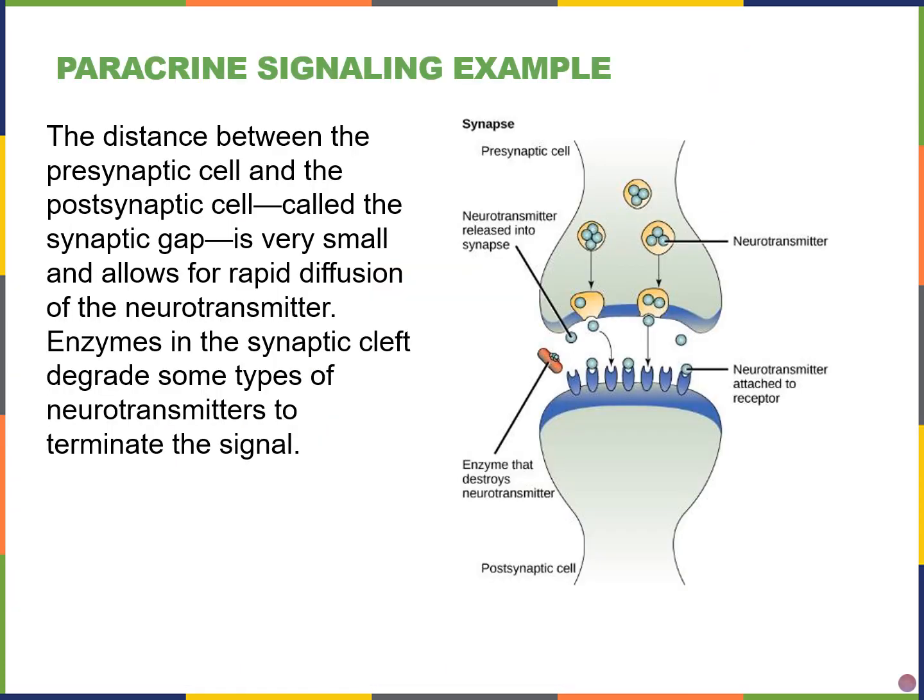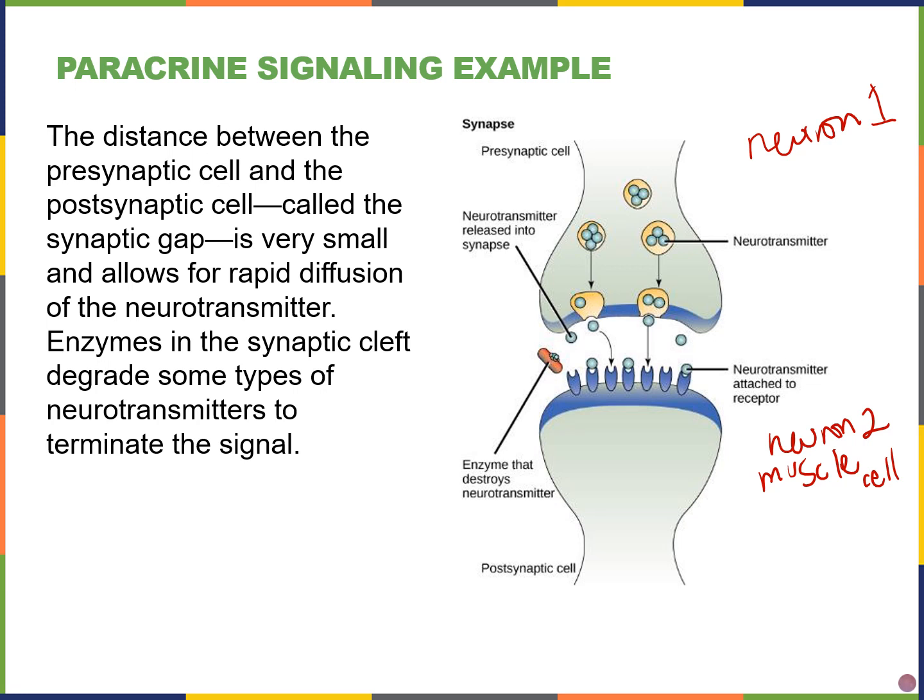So a really common example of paracrine signaling is between 2 neurons. Let's pretend this is neuron 1 and this is neuron 2. Or this could be a muscle cell, which is also a very common pathway between 2 neurons or between a neuron and a muscle cell that the neuron controls.